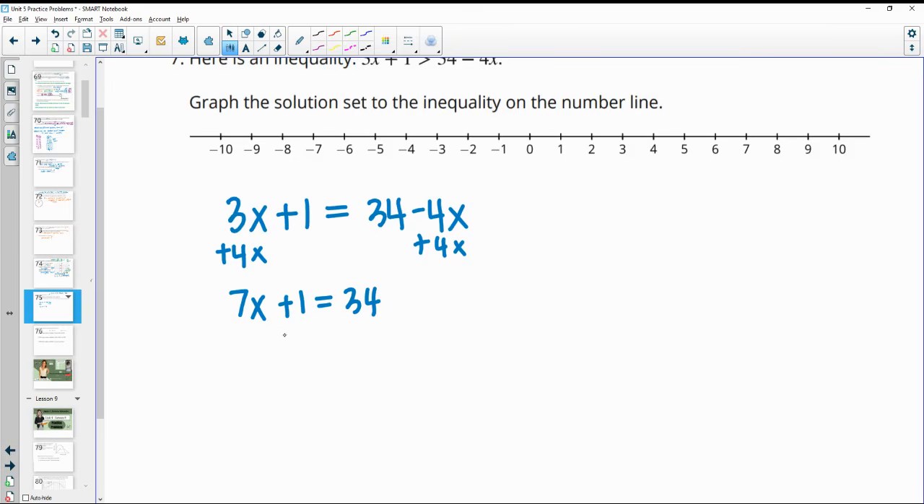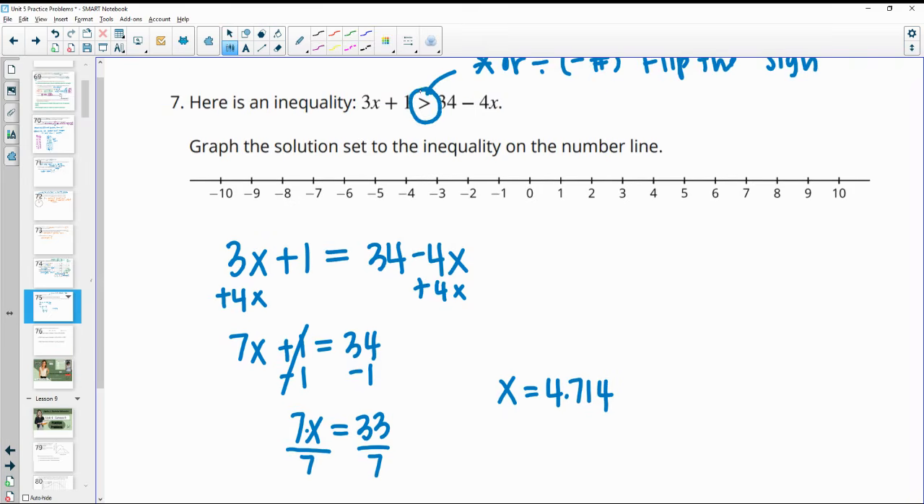Then the 1 and the 34 are like terms, so I'm going to subtract 1 from both sides so that this is 0. So then I just have 7x equals 33. If 7 times x equals 33, we undo that multiplication by dividing. And so then we get that x equals 4.714. So that gives us where our dot goes. And then we know that it started without an equal sign underneath. So it started without that line. So this is going to be an open circle at 4.7.